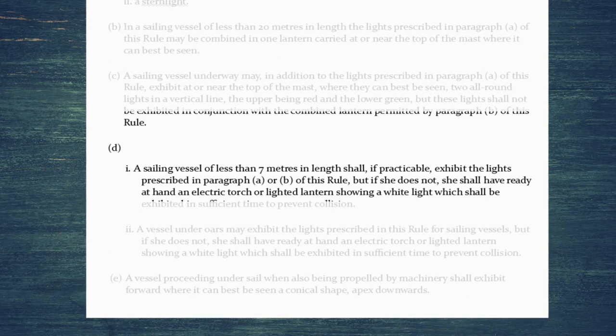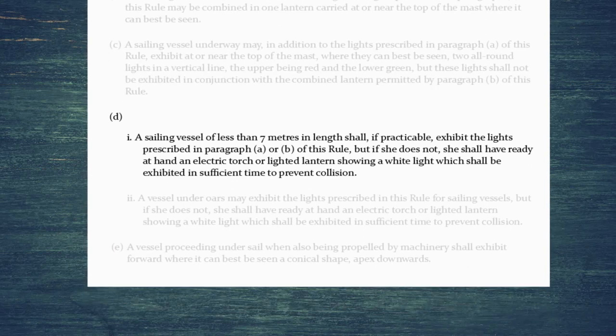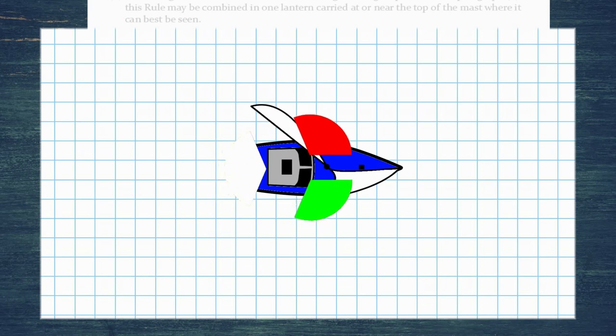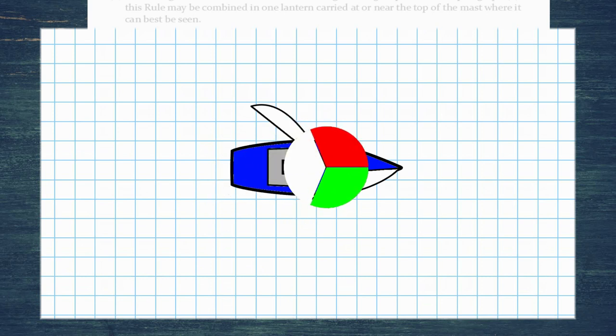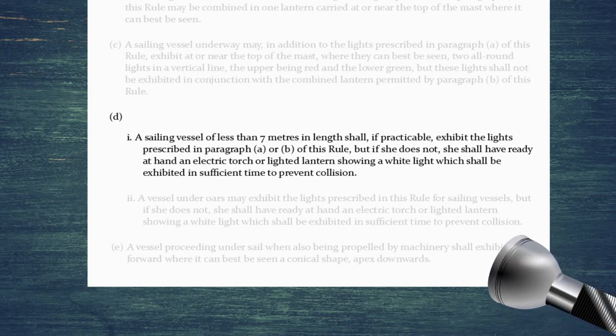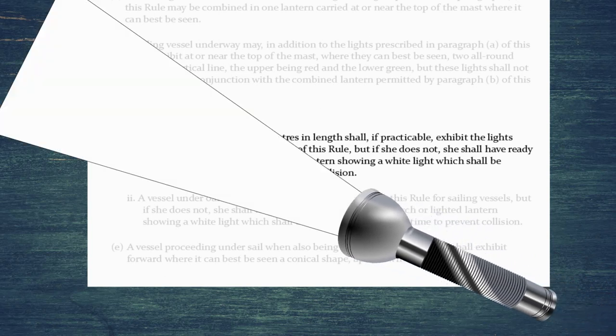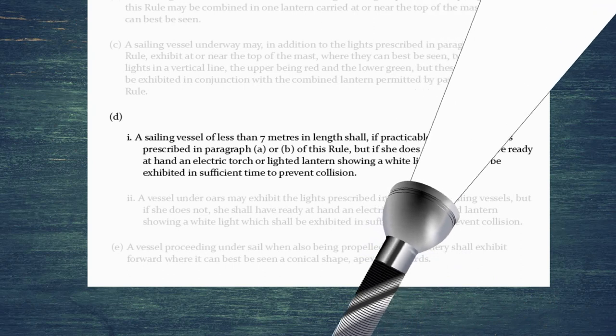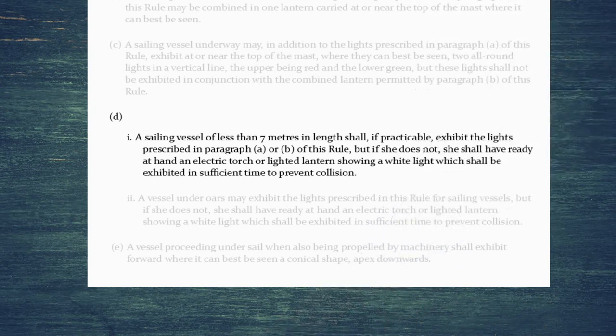Next paragraph, we go on to say, if you're less than 7 metres, you shall, if practicable, exhibit the lights in paragraph A or B. So these are the side lights and stern lights, either separate or combined in a single lantern. But if that's not practicable and you don't show them, you need to have ready at hand an electric torch or lighted lantern showing a white light, which you need to exhibit in sufficient time to prevent a collision. So this paragraph very much explains itself.